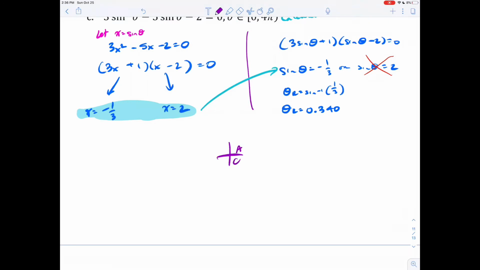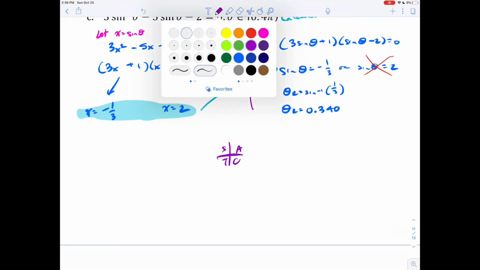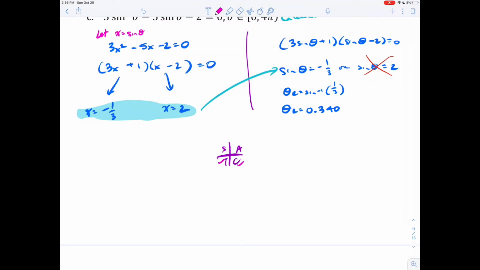Checking out the CAST rule. Sine theta was negative, so we're actually dealing with these two quadrants. In quadrant 3, we're talking about pi plus this. Plus, where's my pi button? That's 3.481. In quadrant 4, we're talking about 2 pi minus this. So 2 pi minus my answer, which is 5.943.